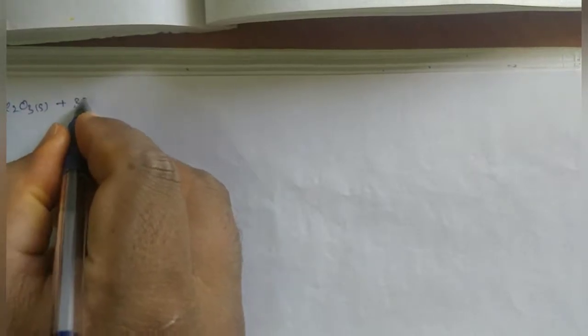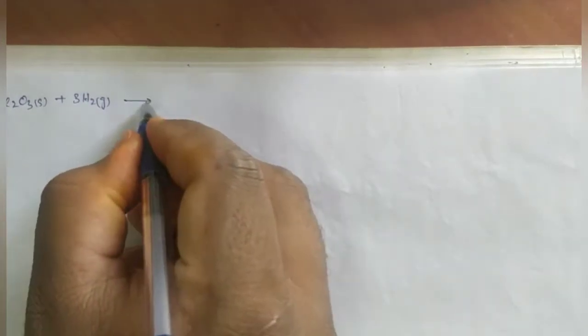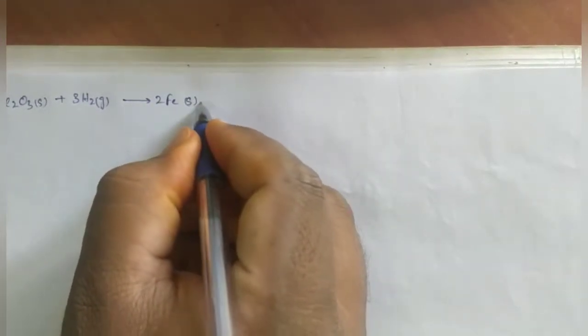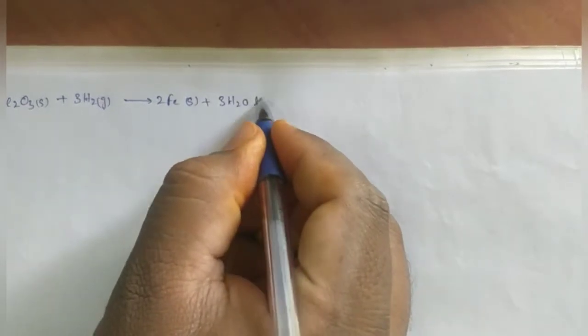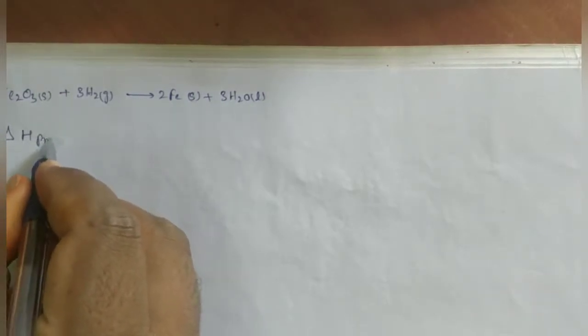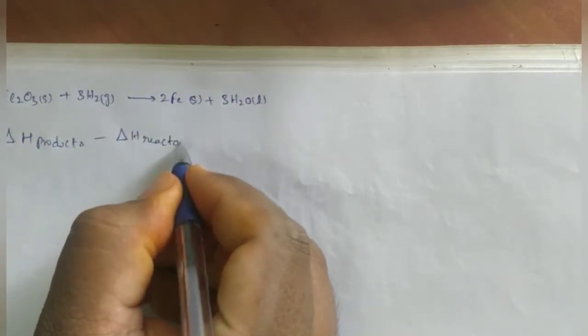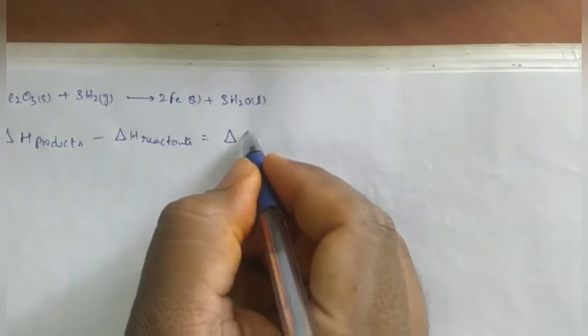See here, Fe2O3 solid plus 3H2 gas gives rise to 2Fe solid plus 3H2O liquid. First, delta H of products minus delta H of reactants is equal to delta H of reaction, the change in enthalpy.